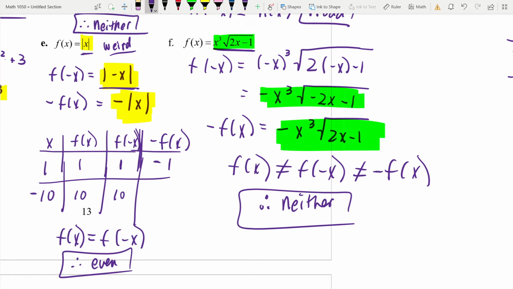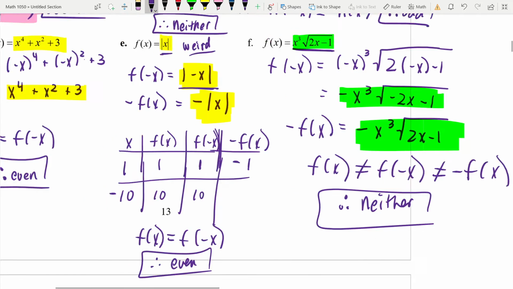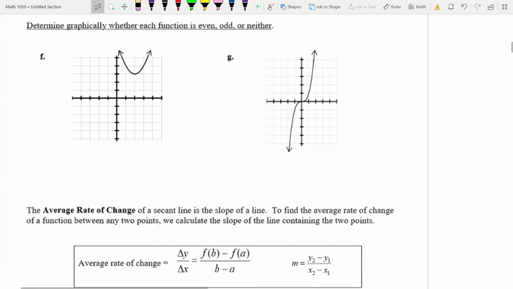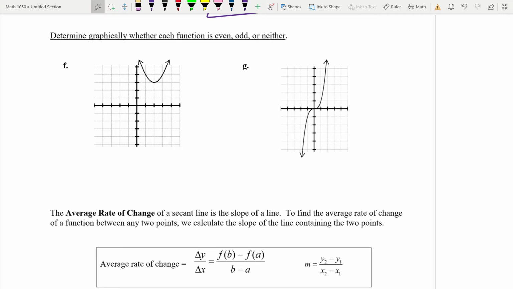Okay, who says I'm totally good? Raise your hand. Let me see up high. Okay. Let's see how much more we've got. We're almost done.